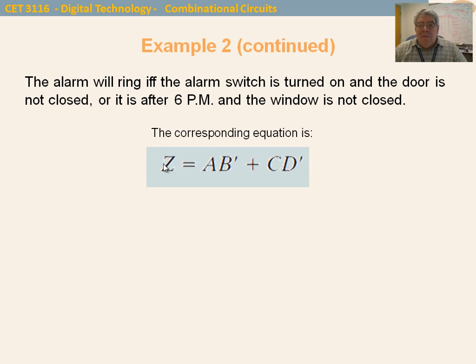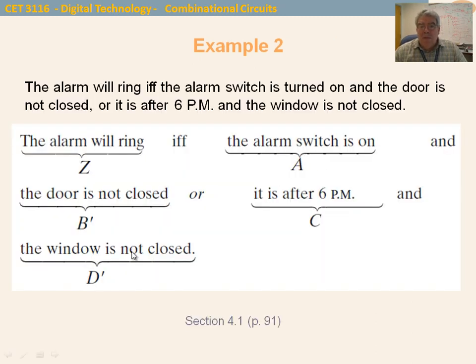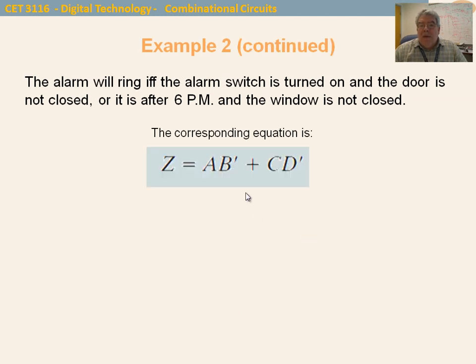Remember, Z is the alarm, and A, in this case, is the alarm switch is on, and B is the door is not closed, the door is open, or simply if it is after 6 and the window is not closed.